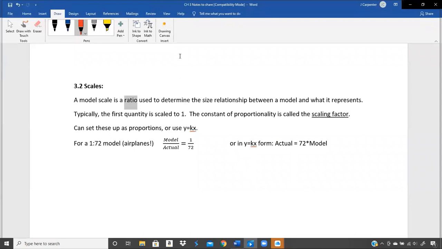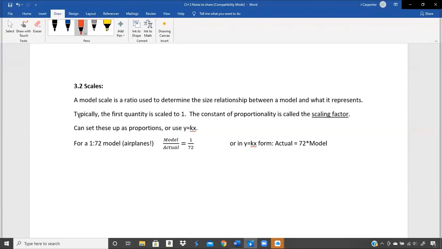Usually we like one of those to be a 1, which is why I say the word typically. And when I say typically, the first quantity is scaled to 1. When we say first, we're typically referring to the model. Again, this is usually, this is almost always, but not always. So usually it's like 1 inch on the model, and then that might be 3 miles or 5 miles or 10 miles in reality. Or 1 centimeter in the model is 3 miles or 5 miles or 10 miles in reality. And again, there would be only one of those things. It just depends on how everybody set it up.